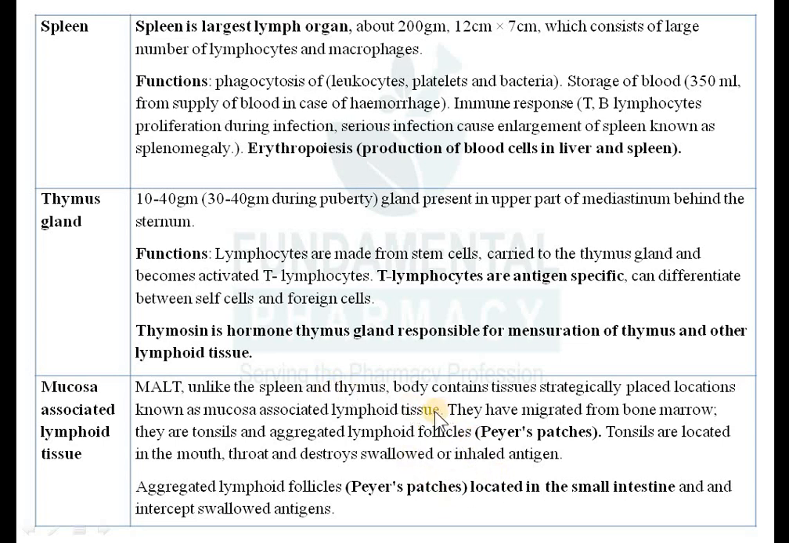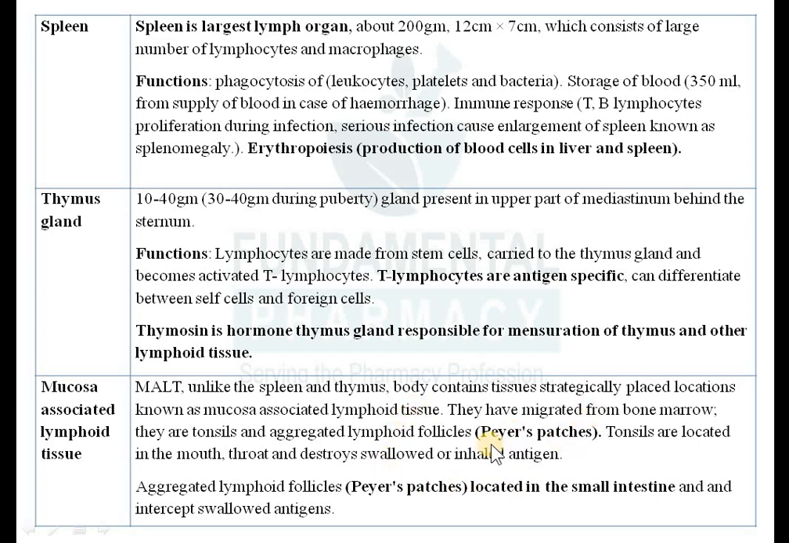So unlike the spleen and thymus, और spleen का क्या होता है, body consists of a tissue strategically placed at a location known as this organ. But in case of mucosa associated lymphoid tissue, they are not having a layer, they are not having any capsule.